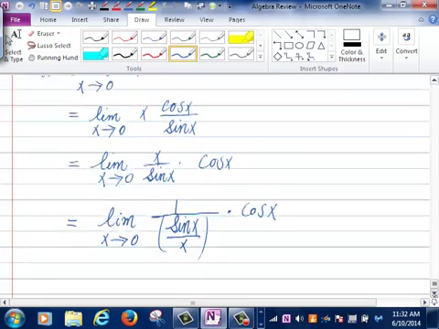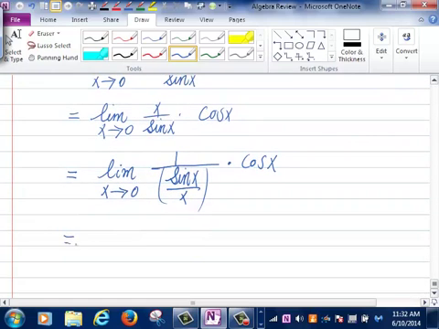Well, now, what's the limit of sine x over x? 1. What's the limit of cosine x? 1. Altogether, the limit is 1. Is everybody okay with that? Any questions, anyone?